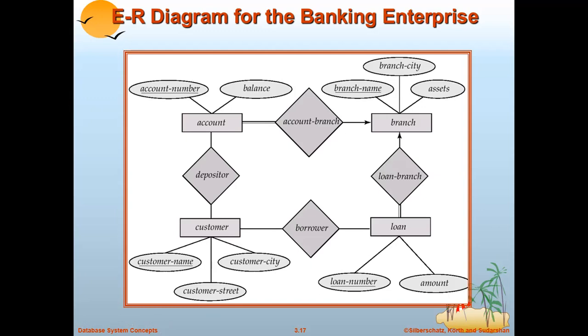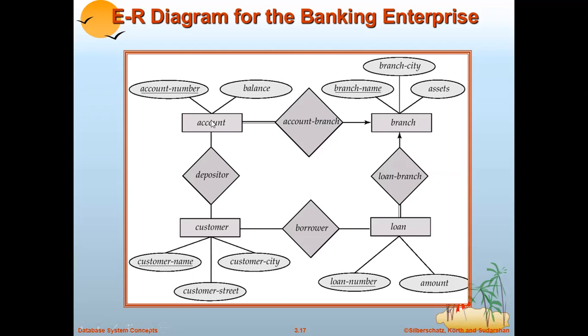Now customer will have an account in the bank. So we'll take another relation, account. Account, again as a relation, is shown as a rectangle. The account relation has two attributes: account number and balance.